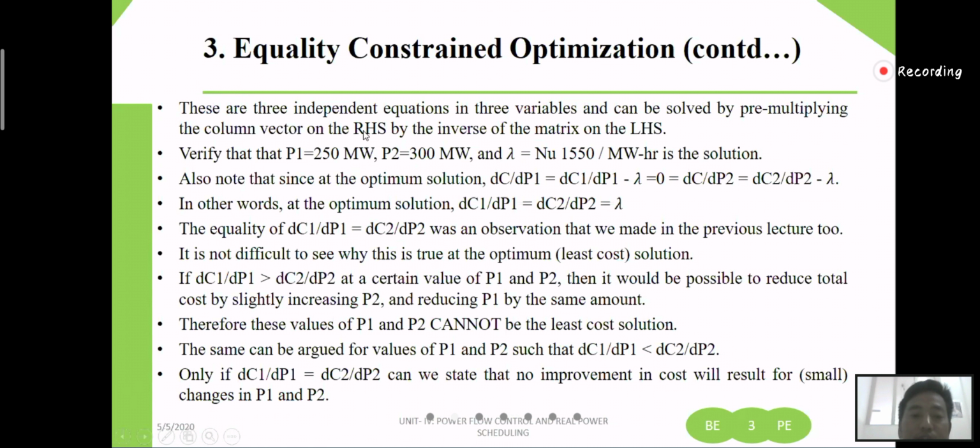If you solve that, you will get p1 equal to 250 megawatt and p2 equal to 300 megawatt to fulfill our total demand of 550 megawatt. So P1 has to generate 250 and P2 has to generate 300 megawatt to meet the total demand of 550 megawatt. And based on our optimization, the cost you will get is 1550 per megawatt hour.